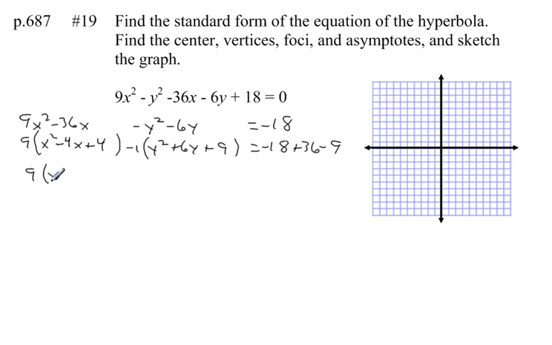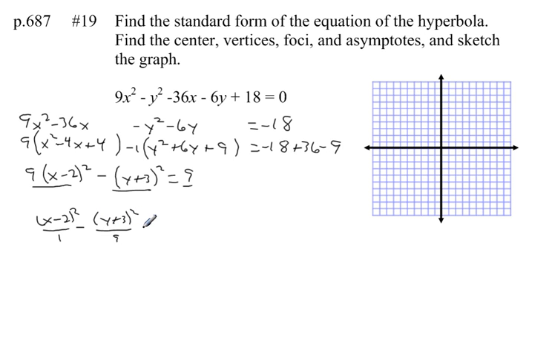That gives me 9 times x minus 2, quantity squared, minus 1 times y plus 3, quantity squared, equals, when I combine all of this, I get 9. Now if I divide every set of terms by 9, that'll give me x minus 2 squared over 1 minus y plus 3 squared over 9 equals 1. Okay, so now we've got this in standard form.